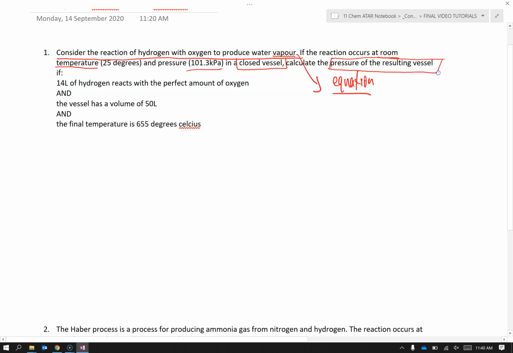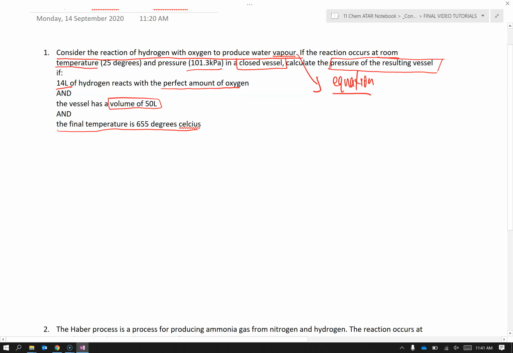Interesting. So we're not talking about reactants anymore, or products. Now we're talking about the vessel itself. If 14 litres of hydrogen reacts with the perfect amount of oxygen, the vessel has a volume of 50 litres, and the final temperature is 655 degrees Celsius.